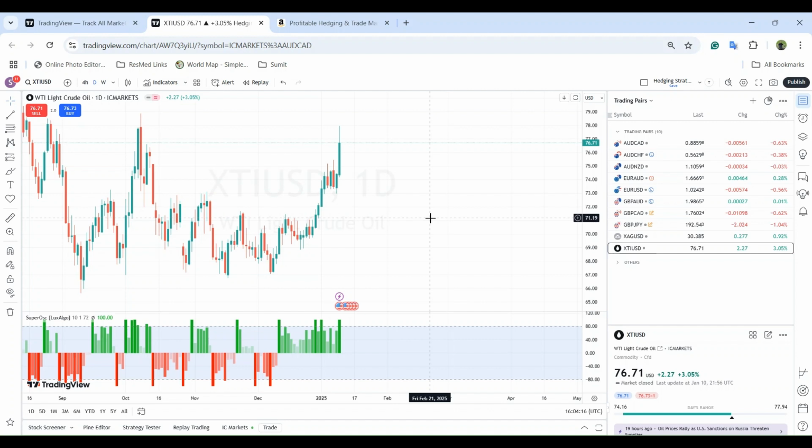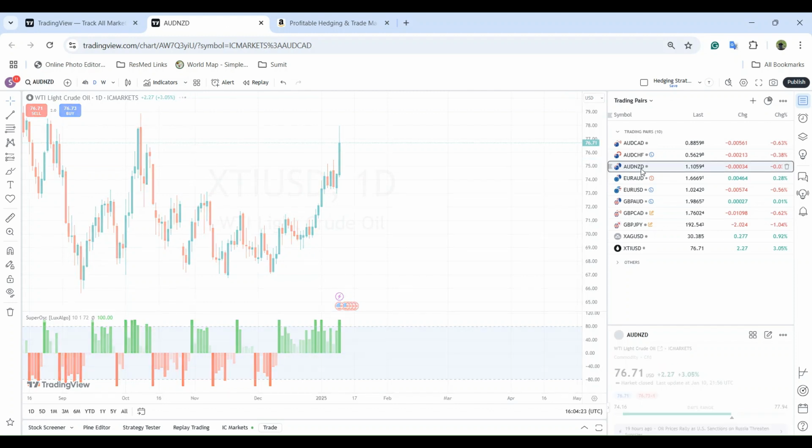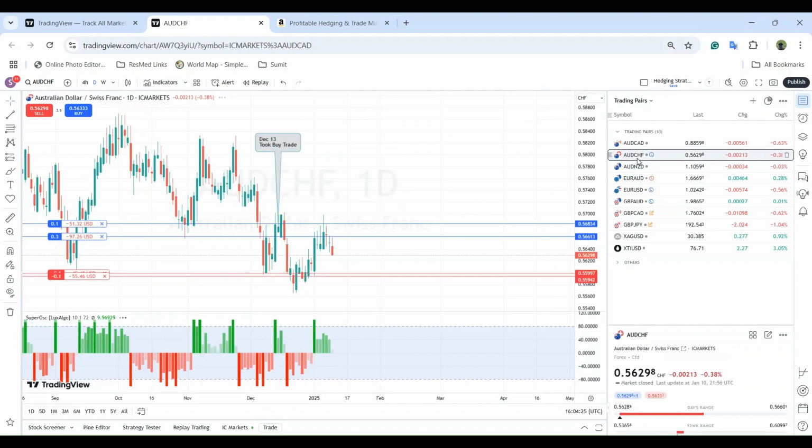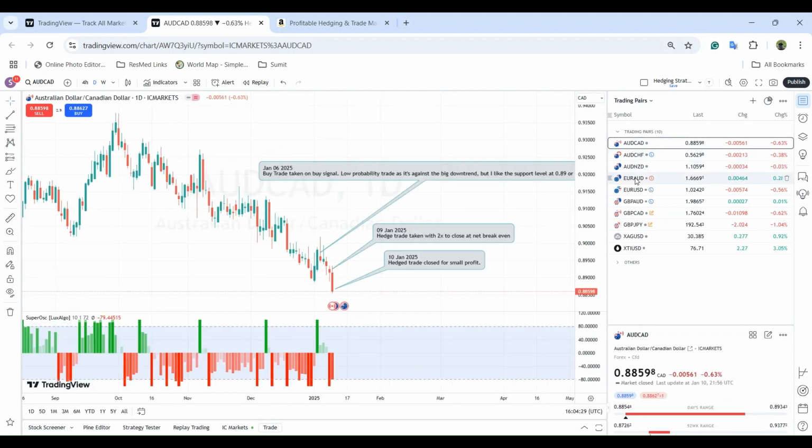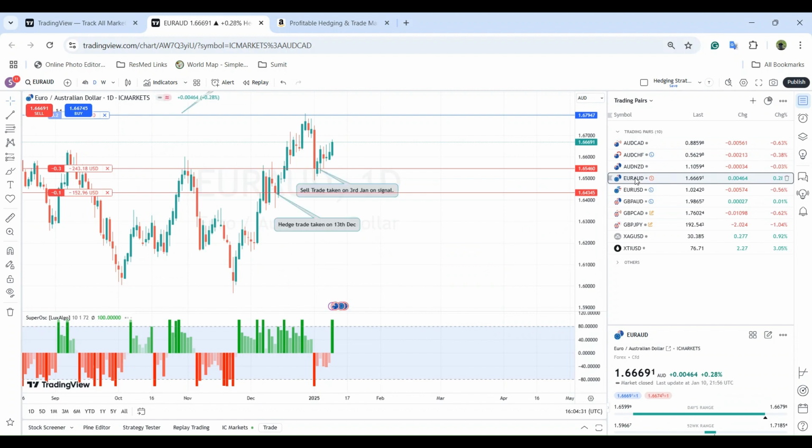So overall, we have one trade to look at for the new week, and that one is just looking at my notes. So it's the Euro Aussie, and we would be looking at taking a hedge buy there to try and come out of this one.